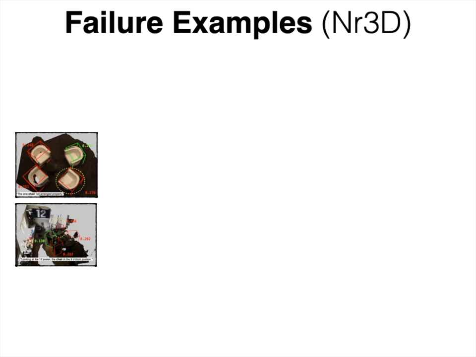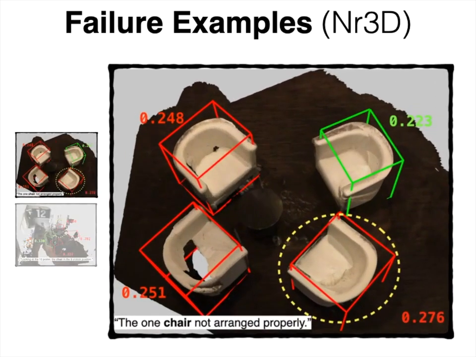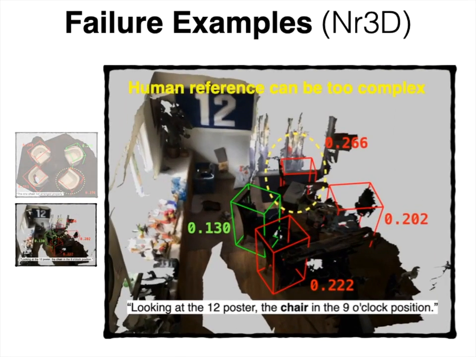We also saw two characteristic failure cases. The first example shows a scene with pronounced symmetries, which makes the problem very hard even for humans to describe and solve. The second example shows how complicated human reference can be, as in 12 o'clock from the poster.